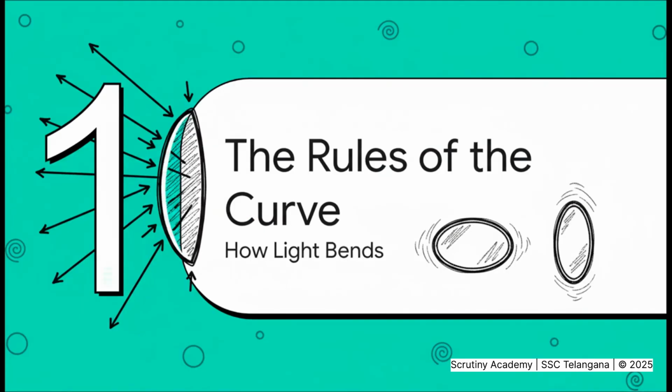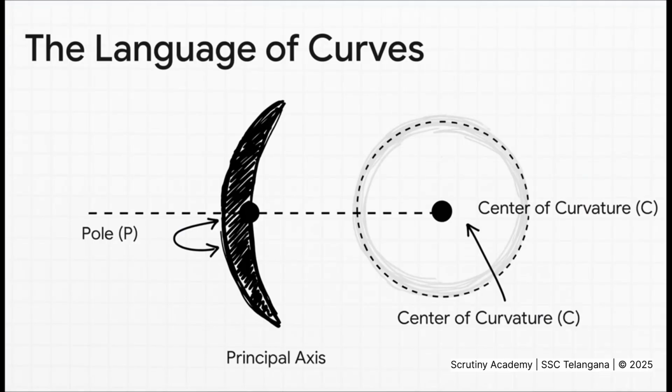Okay, first things first. Before we can even get to a lens, which has two sides, we need to get a handle on what light does when it hits just one curved surface. All right, to talk about this stuff, we need to know the lingo. Think of the principal axis as the main highway that runs right through the middle of our setup. The pole is the exact point where that highway hits our curved surface. And the center of curvature, well, that's the center of the giant imaginary ball that our curved surface was sliced from. These are our key landmarks.